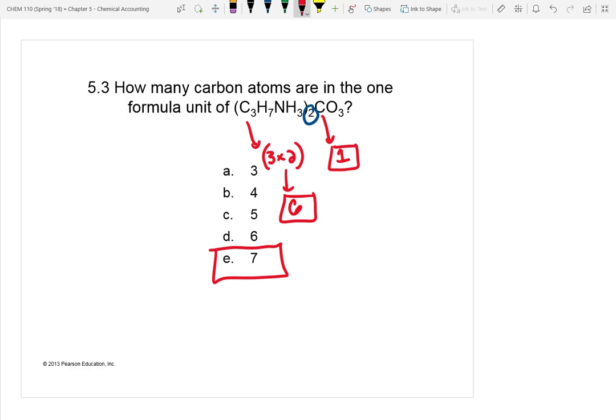So if you do see a number outside of a bracket or parentheses, that means multiply everything in front of it by that number. Make sense?